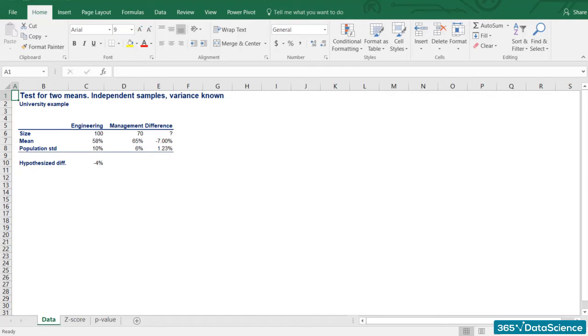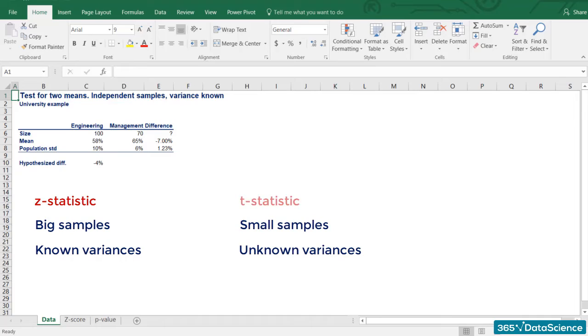All we have left is to compute the test statistic. We have big samples and known variances, therefore, we can use the z-statistic. I hope you are getting the point. Small samples and unknown variances means t. Large sample and known variances means z. When we have large samples and unknown variances, it is up to the researcher, but generally it is okay to use z in that case as well.